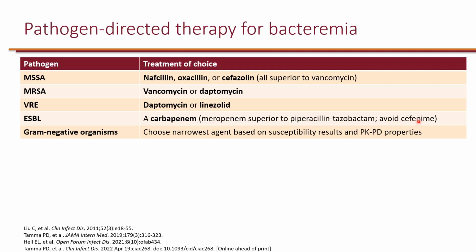And cefepime should be avoided because of increased risk of mortality, and this is regardless of susceptibility. So if the patient has blood cultures growing, let's say ESBL producing E. coli, and is susceptible to piptazo and cefepime, as well as meropenem, we should avoid using cefepime even though it is susceptible, and we should avoid using piperacillin tazobactam, and we should use carbapenem because of the mortality benefit.